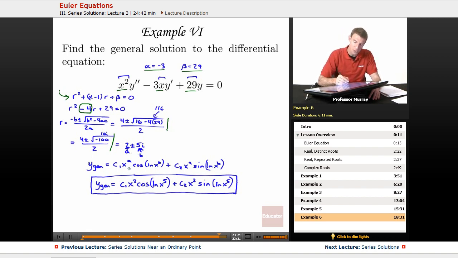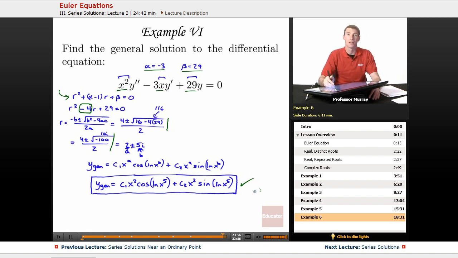And then we drop those as our a and our b, not the a and b from the quadratic formula, but our a and b from the complex number we found. We drop those into our generic solution formula for Euler equations with complex roots, which is x to the a cosine of b log x plus x to the a sine of b log x. And so we get c1 x squared cosine of log of x to the fifth, c2 x squared sine of log of x to the fifth. So that's our general solution to the differential equation.